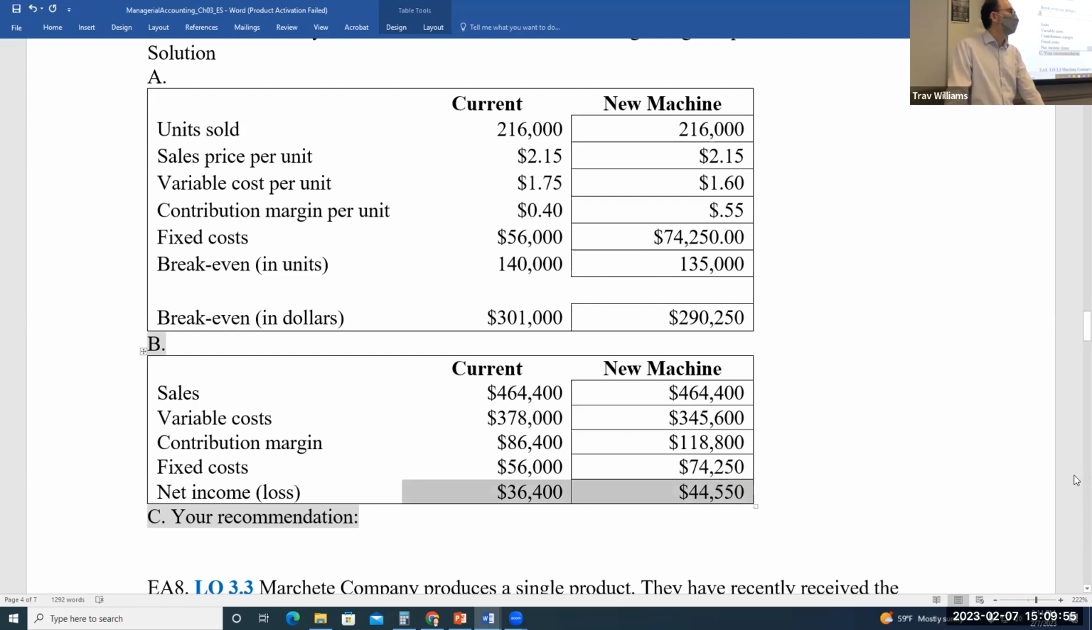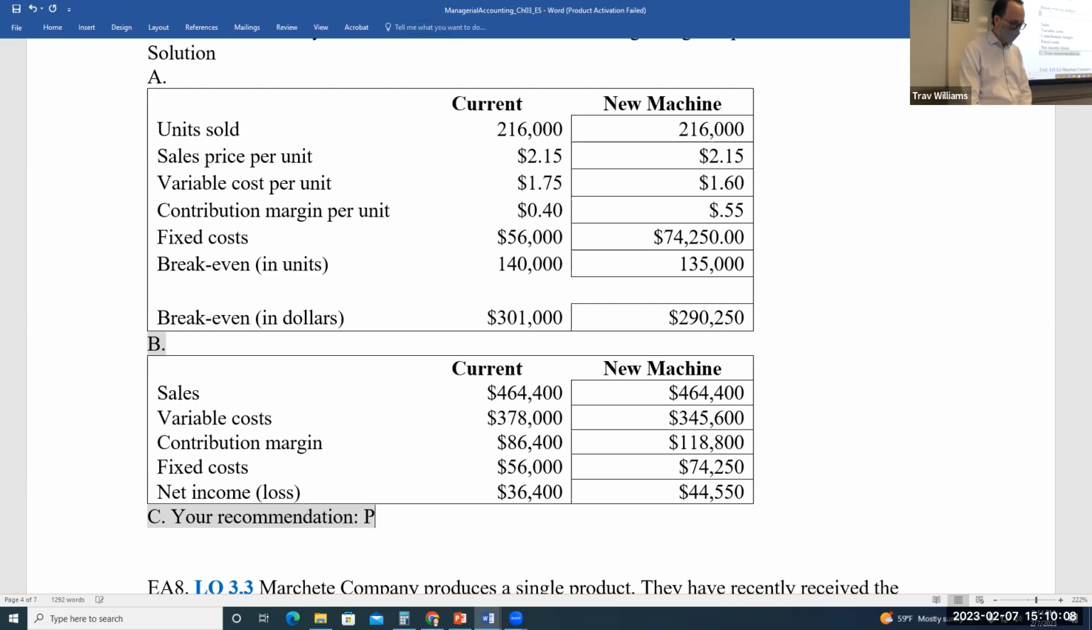And for part C, now that we've done our analysis, are we better off with the new machine? Okay, it looks like it, right? Because we have a higher net income. So purchase the new machine would be our recommendation. Of course, there are other factors to consider, but just looking at the impact on profits, it does look like that would be a wise move. Any questions on number 7?